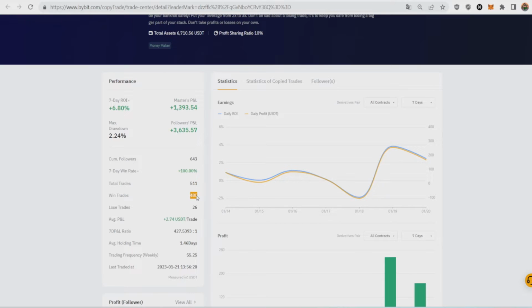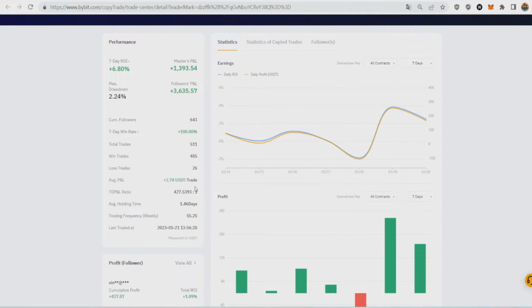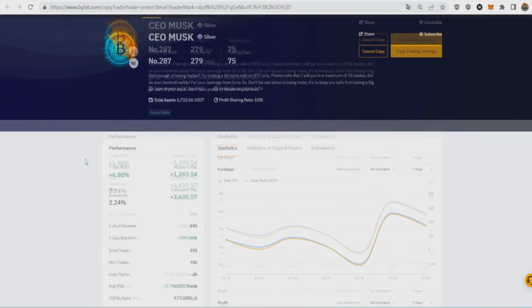So this guy had 485 wins and 26 losses, meaning that he's really doing good, guys, more than 95%. Also, another really important thing is the trading frequency. You want this to be around 30, 40, 50 or more, because if he has like 90% return on investment, but there's 1 trade a week, you won't make money. But 55 trades with 6.8% is going to be a lot of money, guys.